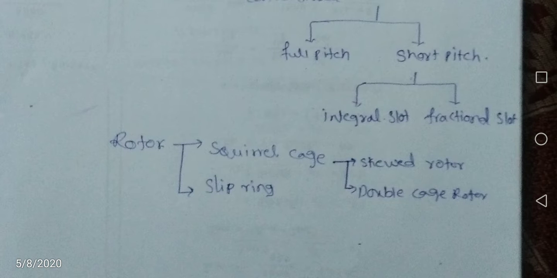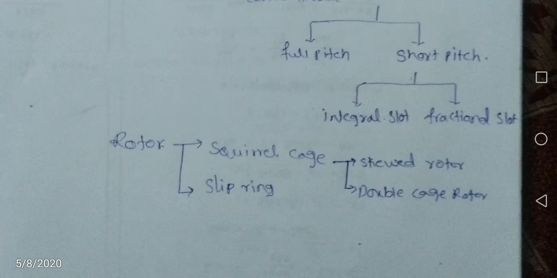So the effective increase in resistance in a skewed rotor and double cage rotor is comparatively less. So to get a higher torque, we go for the slip ring induction machine. In a slip ring induction machine, the rotor winding is connected to an external resistance, and due to the external resistance, the torque developed is more.